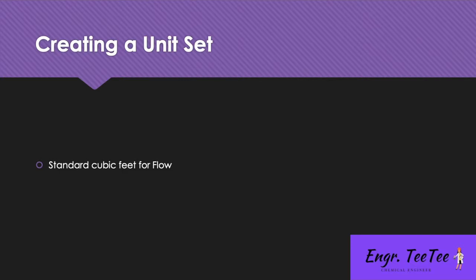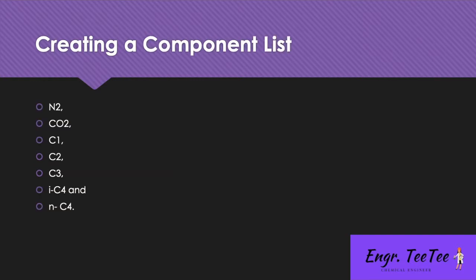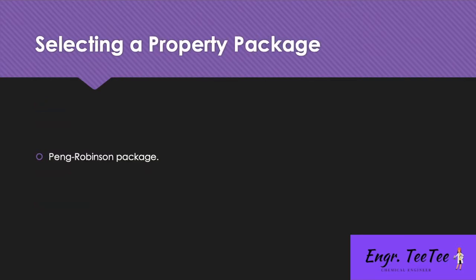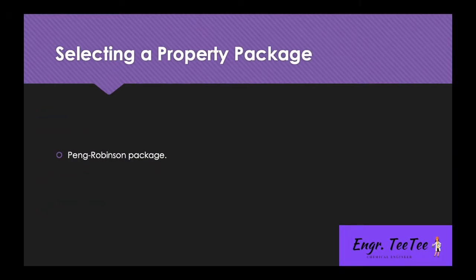The first things that we're going to be doing in setting up the simulation environment are our system of units. Our system of units is important because we are going to be looking at our flow in standard cubic feet. So that's one thing that we're going to be changing in the simulation environment. Another thing is we're going to have to create a component list. That's a list of all the compounds that we are going to be using, which we have mentioned before, and we'll need to input that into our DWSim model. We'll also be selecting a property package, which is the Peng-Robinson package. That's what we'll be using.